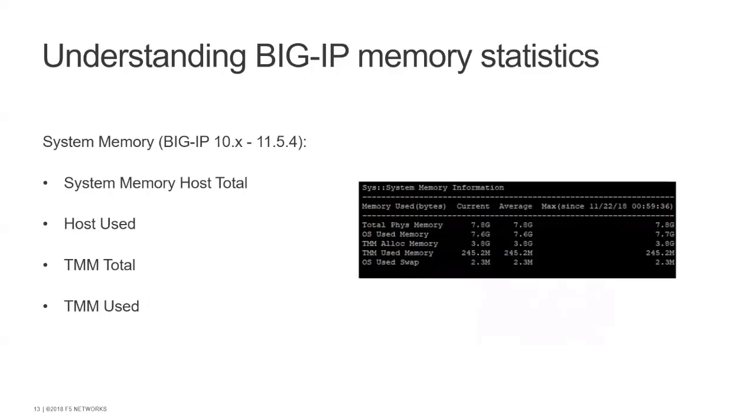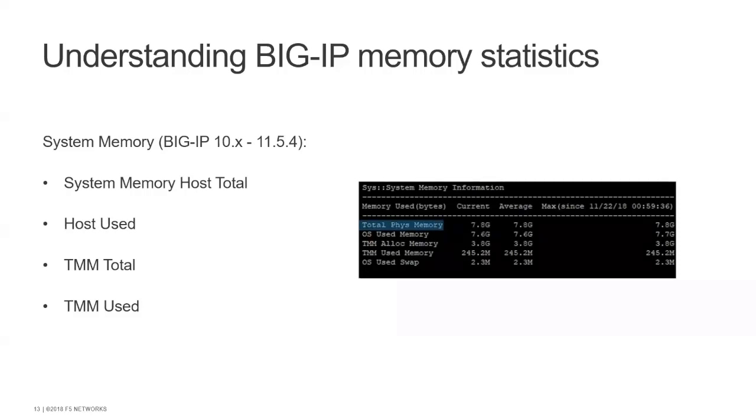In previous versions, for example from 10.x to 11.5.4, the configuration utility and TMSH report memory allocated to buffers and cache as used memory. As a result, it may appear that the host system is using all available memory. The system memory statistics are reported in the following ways, as you can see in the screenshots.